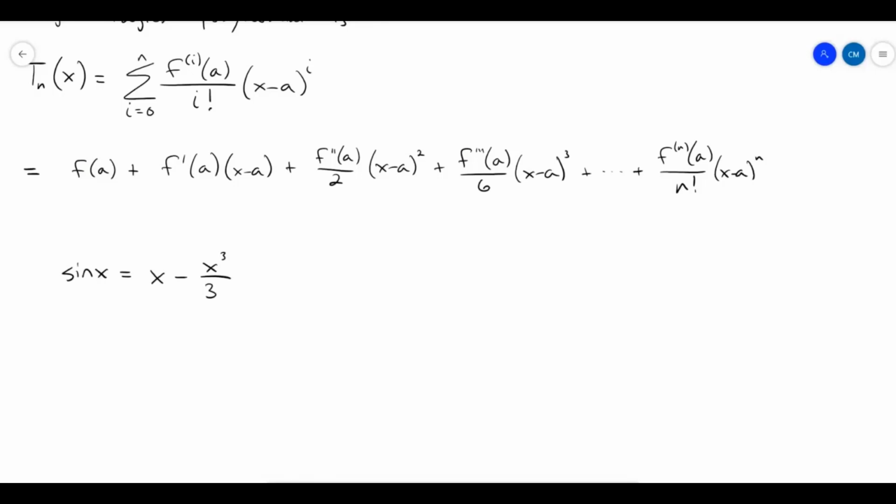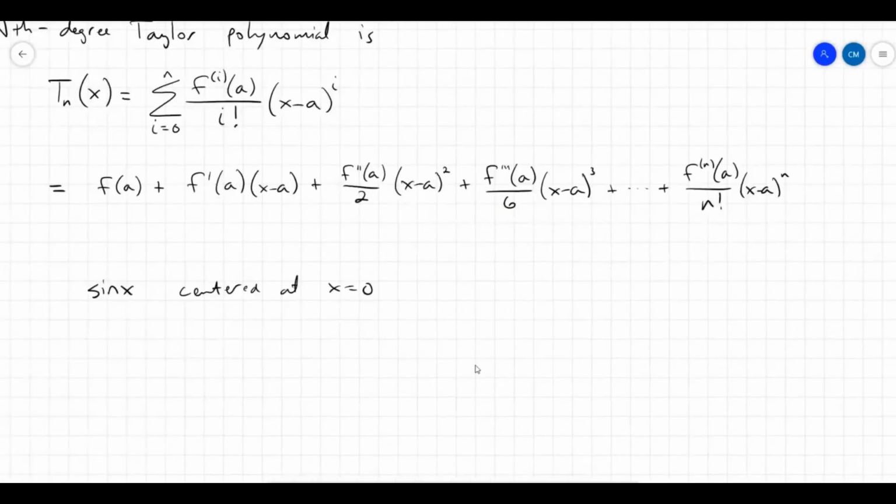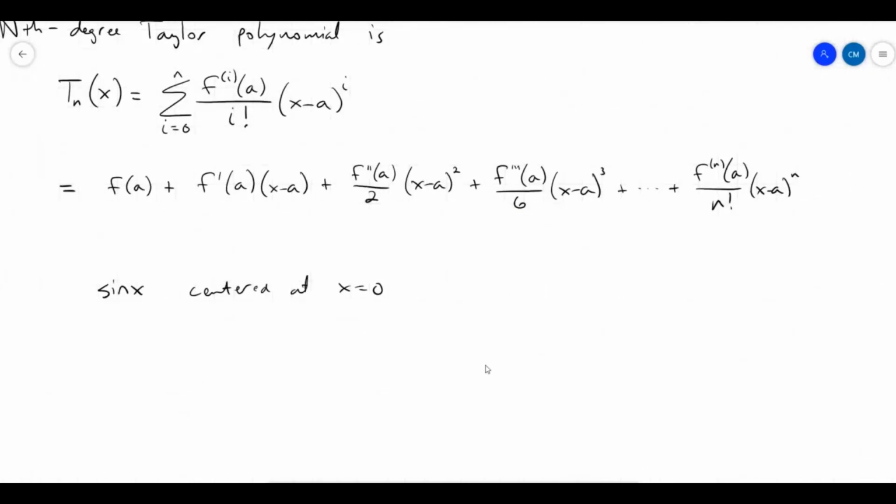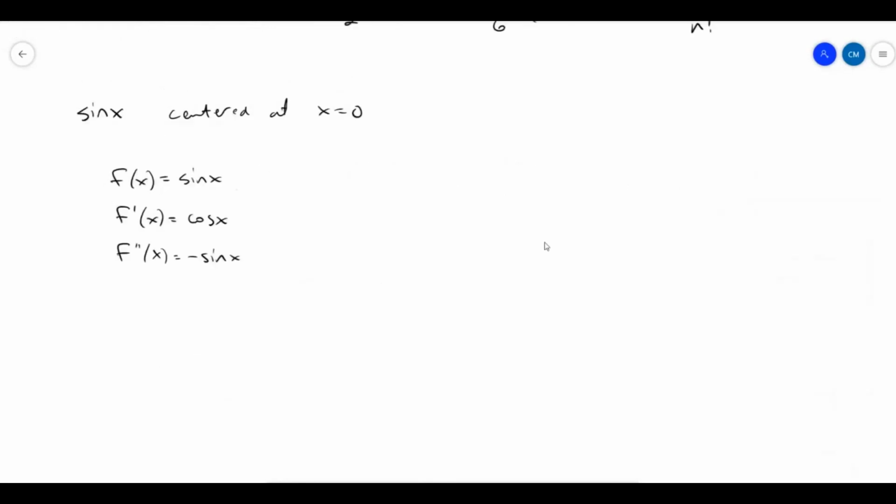In fact, let's go ahead and just do this so you can kind of see how this works. Let's just do it with sine x and see how this actually works. Let's say centered at 0. So this would be the way that you would think about this, okay? I'm trying to figure out a formula for the sine function. So think about if f of x is sine x, then f prime of x is cosine x, right? And the second derivative is negative sine x. The third derivative is negative cosine x, right?